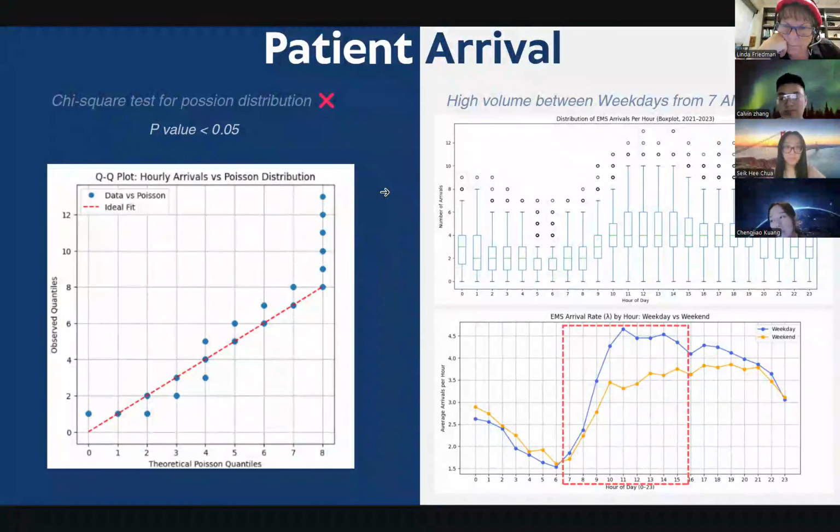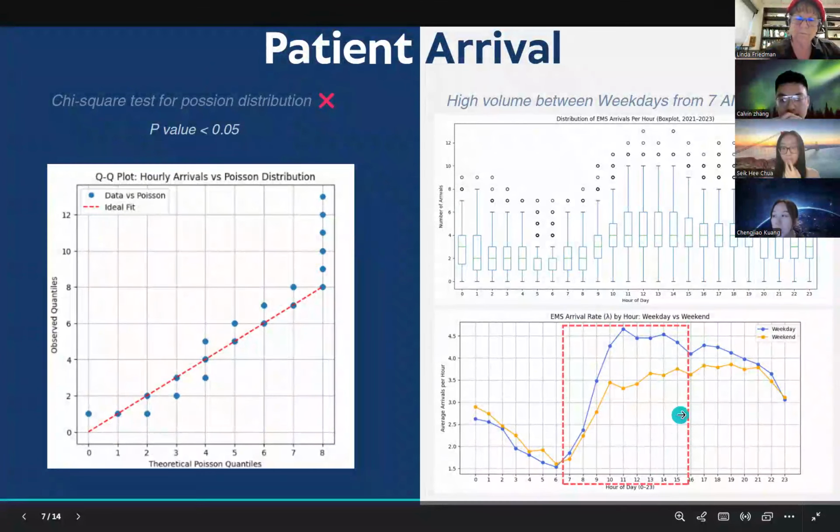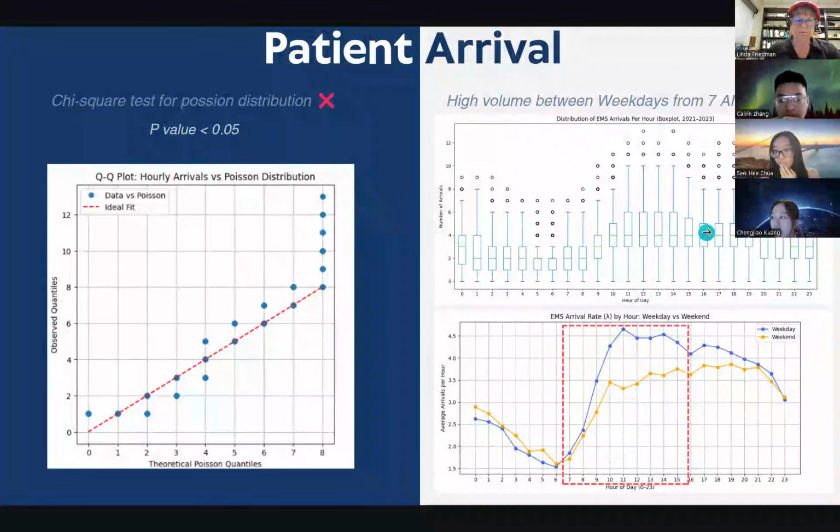So we did further investigation. We found that those peaks typically occur on weekdays from 7 a.m. to 3 p.m. Because our goal is to minimize patient waiting time, we chose to focus our simulation specifically on weekdays, where peak demand and potential bottlenecks are most likely to occur.